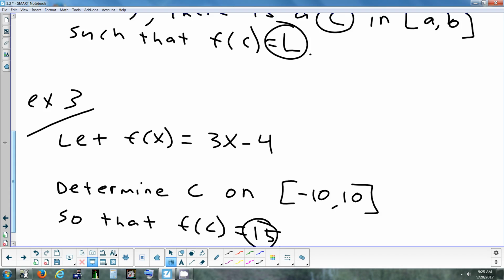I know I'm going to go through 15 somewhere, because what kind of graph is that, 3x minus 4? Linear. It's linear. So there's no question it goes up forever and it goes down forever. But the question is, does it go through 15 on that interval? Okay, so let's check.